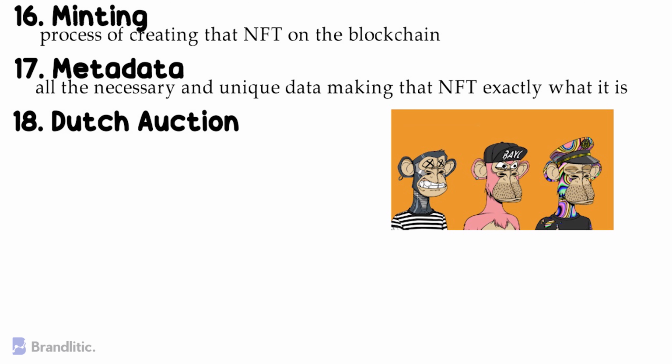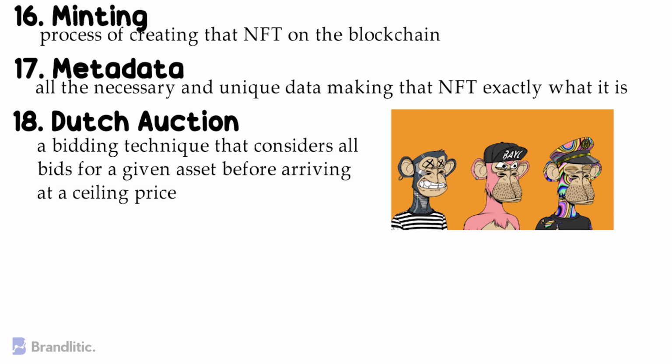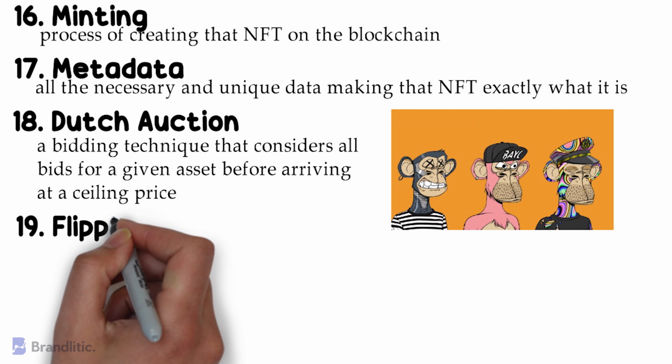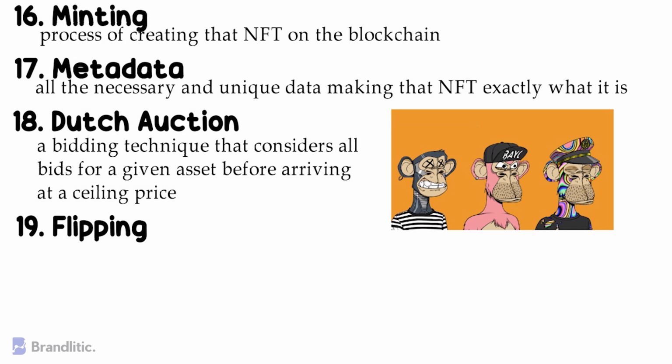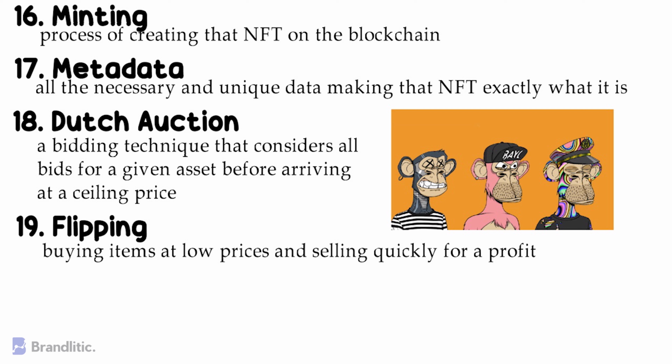Now, the Dutch auction is a bidding technique that considers all bids for a given asset before arriving at the ceiling price, which gradually drops at specific time intervals. Next, number 19, flipping. Now, it refers to buying items at a low price and selling them quickly for a profit. Flipping is gaining popularity in the NFT space where people buy and sell NFTs to make quick profits, especially during early stages of projects when there is higher demand.